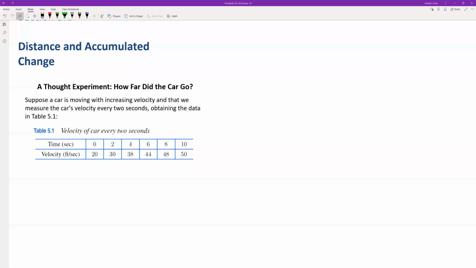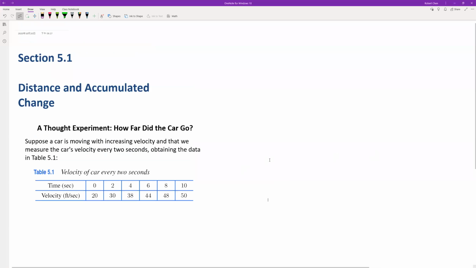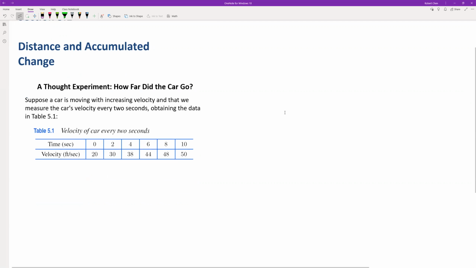Hello, guys. This is 5.1, distance and accumulated change. So in chapter 5, we're starting to get into another topic of calculus, which is called the integrals. And before we get into that, let's just start with some simple application type of questions to get us ready for the actual integration.